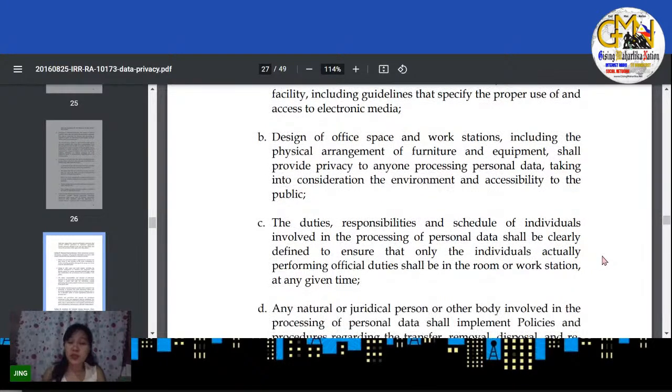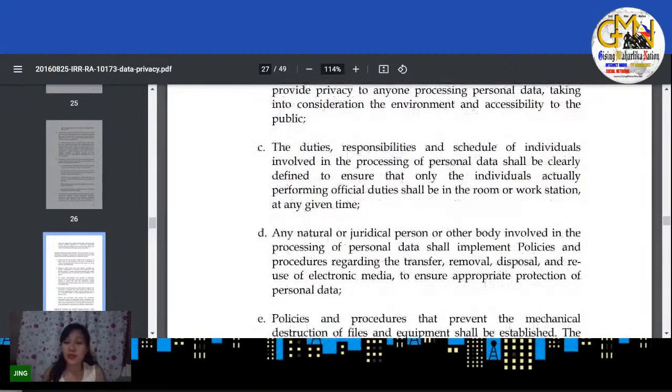The duties, responsibilities, and schedule of individuals involved in the processing of personal data shall be clearly defined to ensure that only the individuals actually performing official duties shall be in the room or workstation at any given time.